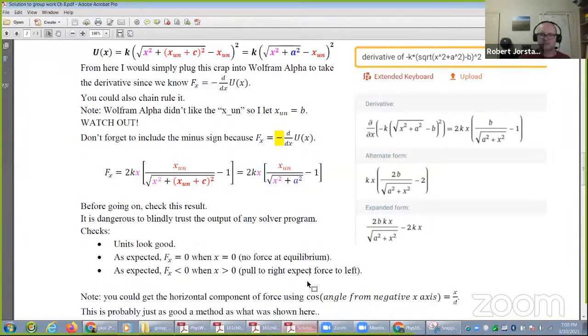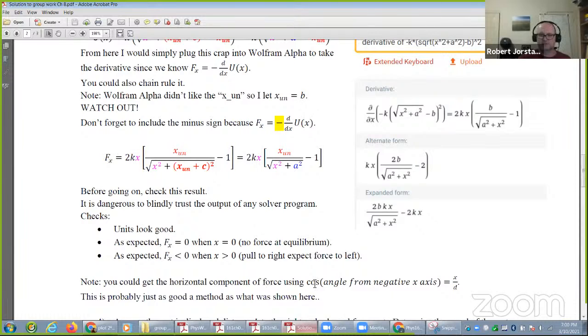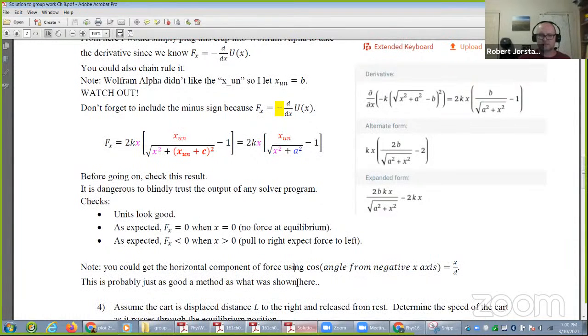There we go. Some people try to do cosine, right? You could say cosine is X over D, and that's a fine method. So you could have done the force from a spring as kx, the amount it was stretched, and then say, well, I get a cosine of that, times it by 2, and cosine is X over D. You would actually get the same result.